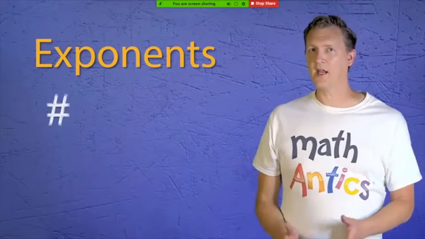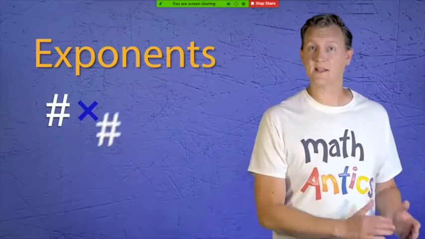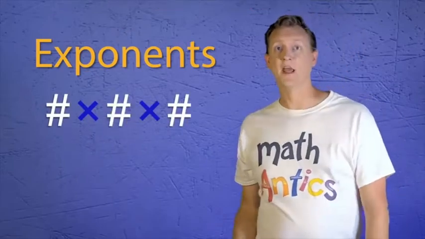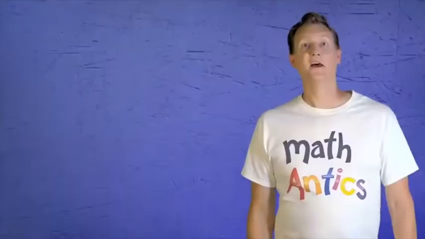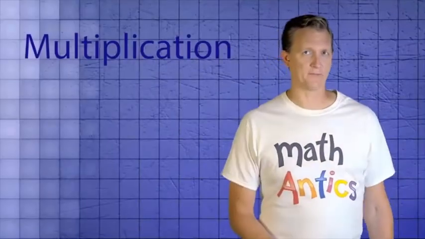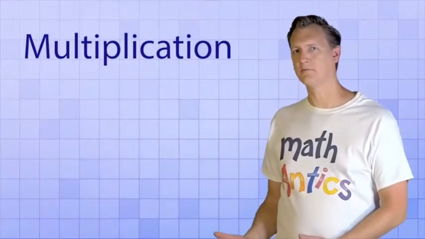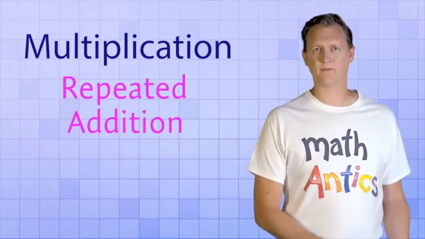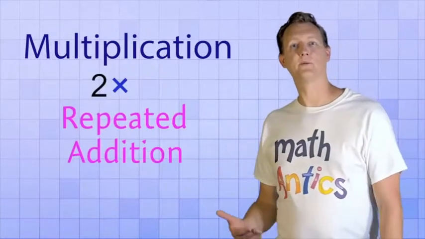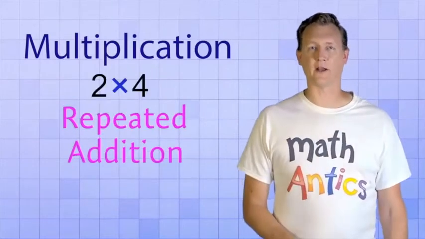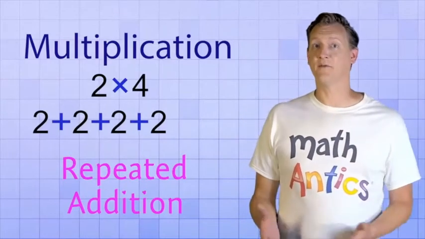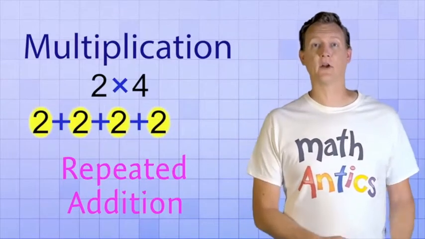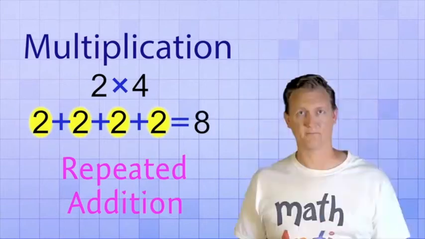Exponents tell us to take a number and multiply it by itself a certain number of times. In other words, exponents are basically repeated multiplication. To help you understand what I mean, let's review multiplication for just a second. Do you remember how multiplication is basically repeated addition? For example, 2 times 4 is a shorthand way of writing 2 plus 2 plus 2 plus 2. It's the same as 4 2's being added together, which equals a total of 8.